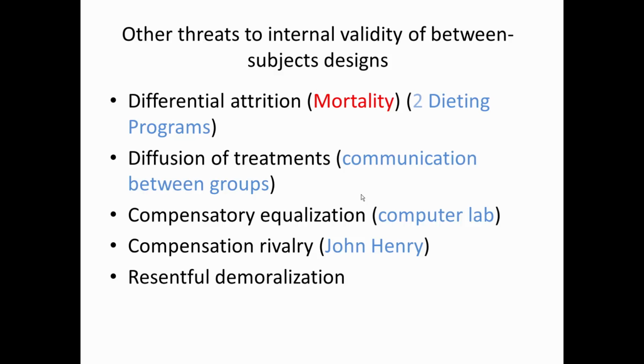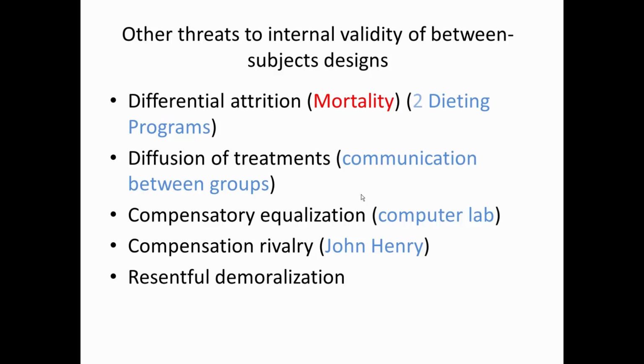Chapter 8, Part 2, Other Threats to Internal Validity of Between Subject Designs. There are other threats to internal validity. One is differential attrition or mortality. Differential attrition happens when the attrition rate in your experimental group and control group is not the same.